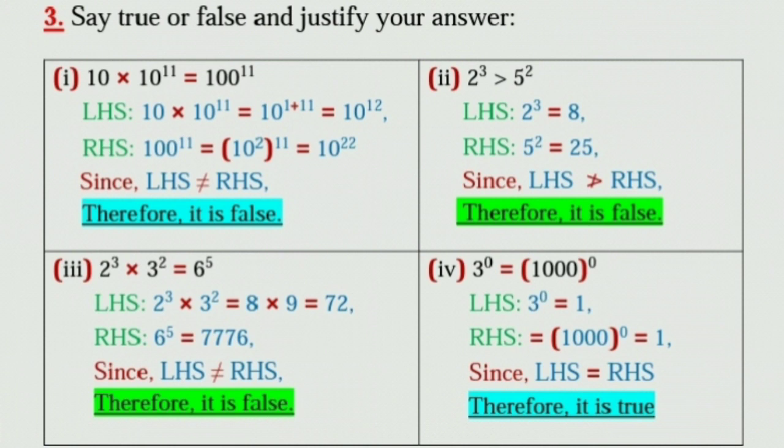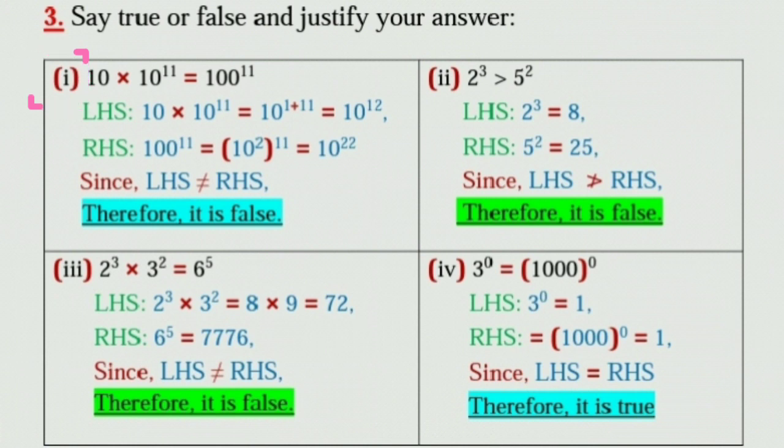Sum number 3. Say true or false and justify your answer. First one. 10 into 10 raised to 11 is equal to 100 raised to 11. Students, please note, this is not equal. First of all, we have to prove that it is equal or not. Now see the left hand side.